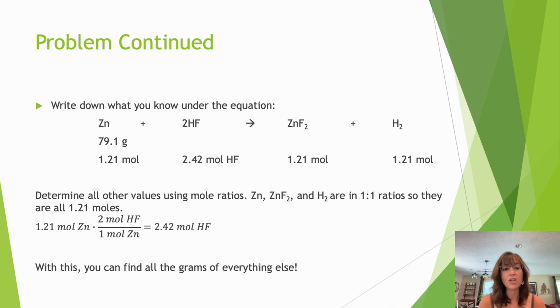How did I get the HF? I just did a mole ratio. I chose to use zinc. You could have used any of these numbers to do a mole ratio, and it's just double. So 2.42 moles of HF. Now that you have moles, you can find grams of everything. By going ahead and just stopping for a moment and finding moles of everything, it's going to make every single question that comes next that much easier.